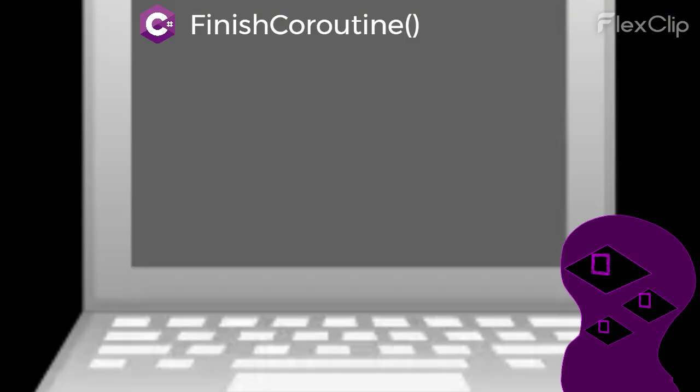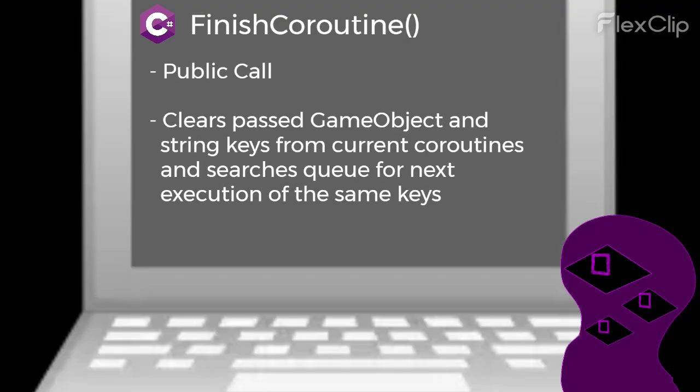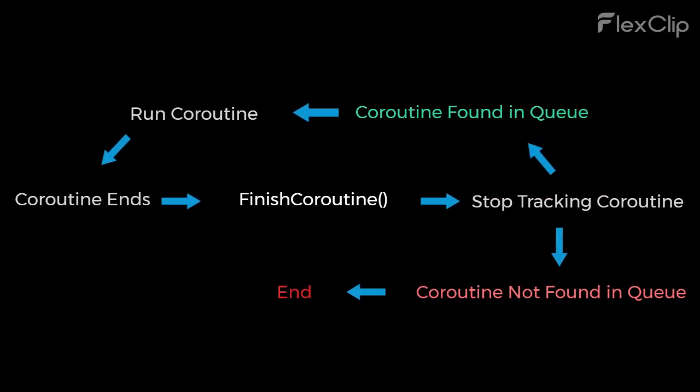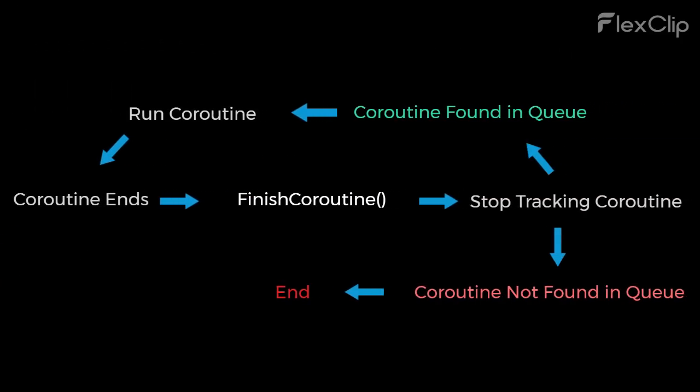And last but not least, finishCoroutine. A public function called within a coroutine when it is complete. It clears the gameObject and string keys from current coroutines and searches a queue for a matching gameObject and string key. If a list containing a coroutine is found, then it is executed and added to current coroutines, and so the cycle repeats until the list within the queue is empty, in which case it is cleared and the function ends.